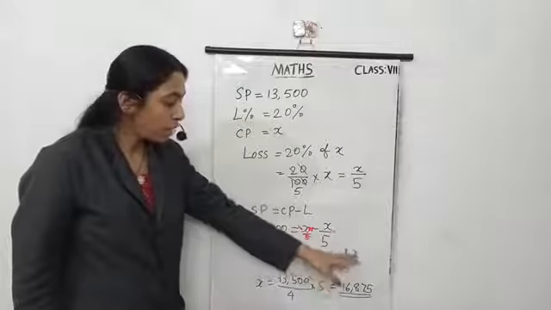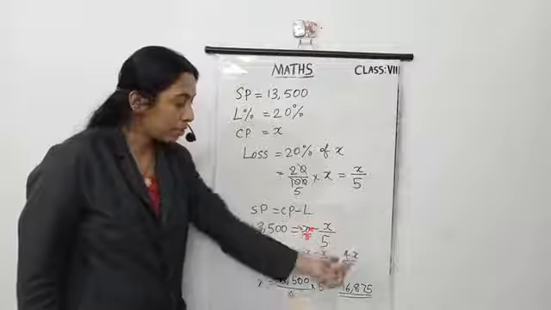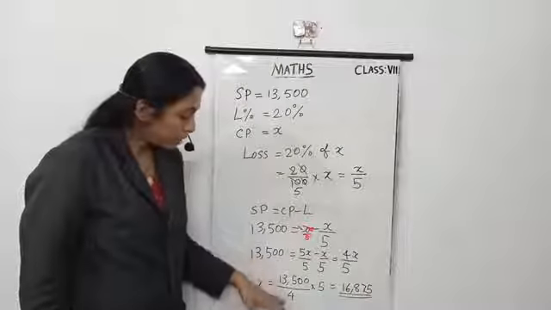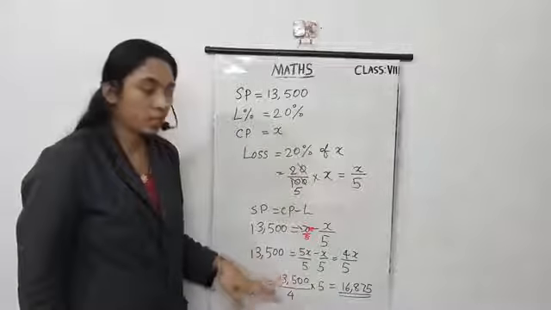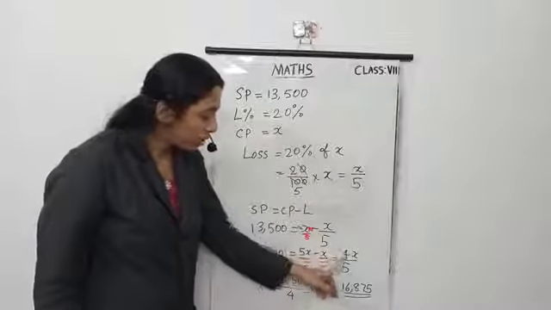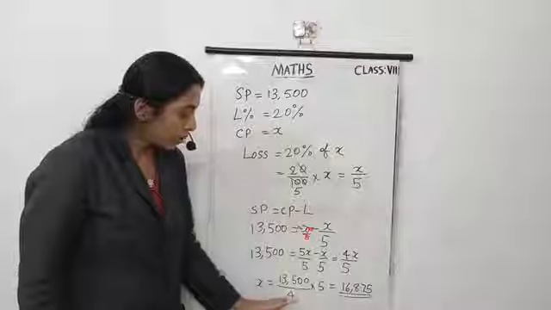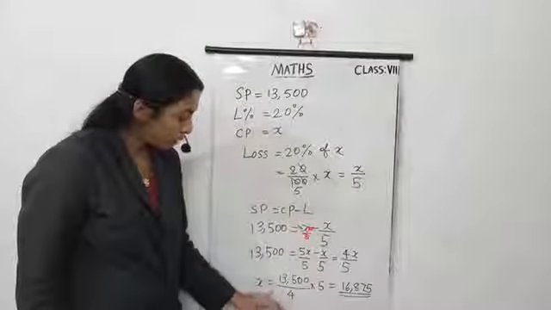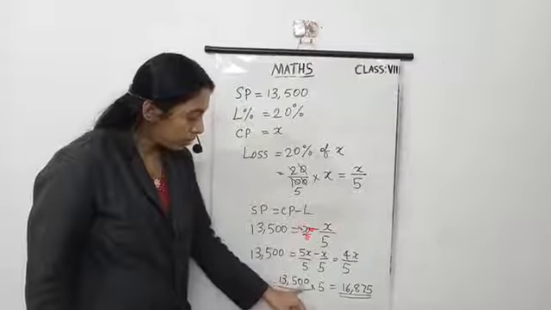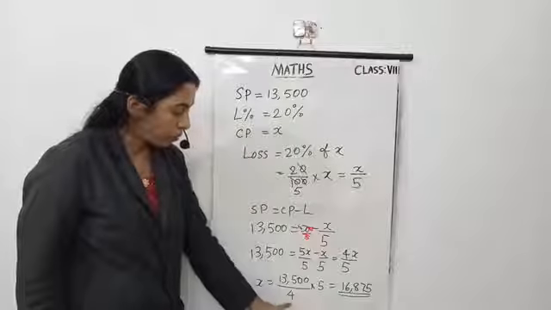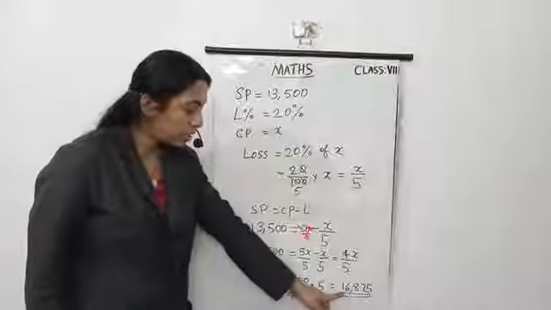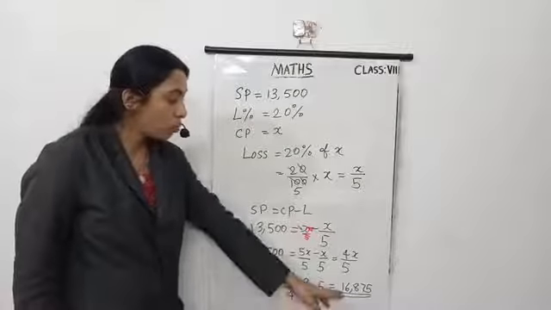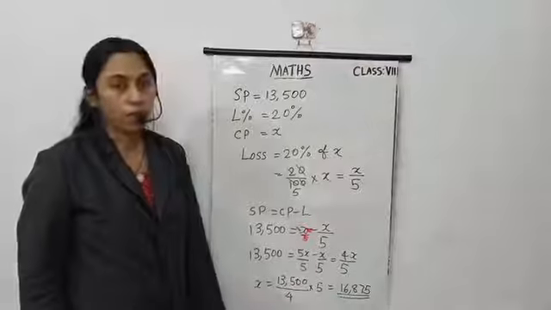And we need to calculate this x. So we transpose this 4 by 5 to the side of 13,500. So here this is 4 by 5, then it will become 5 by 4 after transposing. So this is 13,500 into 5 by 4. After calculation we get 16,875. So this is the cost price of that washing machine.